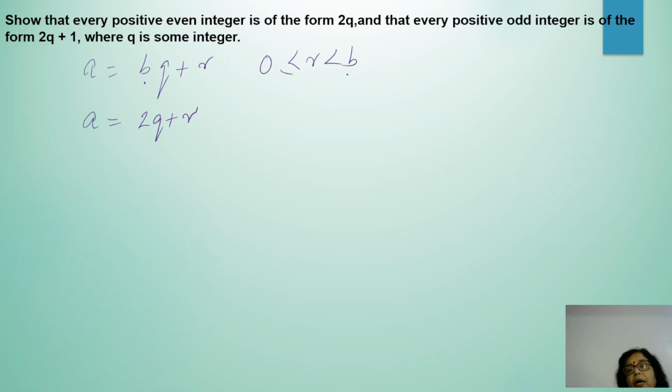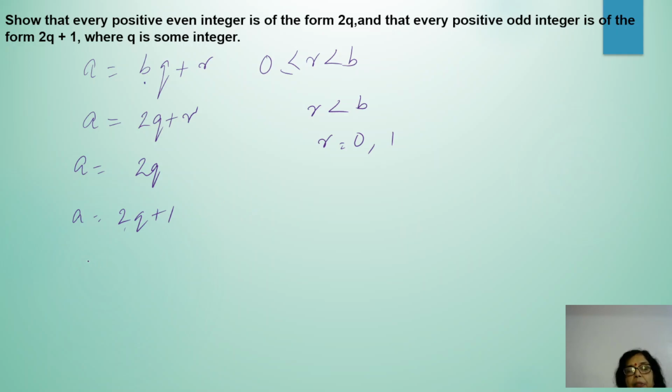Now we have seen that r has to be less than b. Here my b is 2. So r will be either 0 or 1. It can't be 2. So this expression can take the shape of a is equal to 2q or a is equal to 2q plus 1. So we get two expressions like this. Now, all positive even integers, if you multiply any number by 2, it becomes an even integer, can be expressed in this format. And if to any even integer 2q we add 1, it becomes an odd integer.